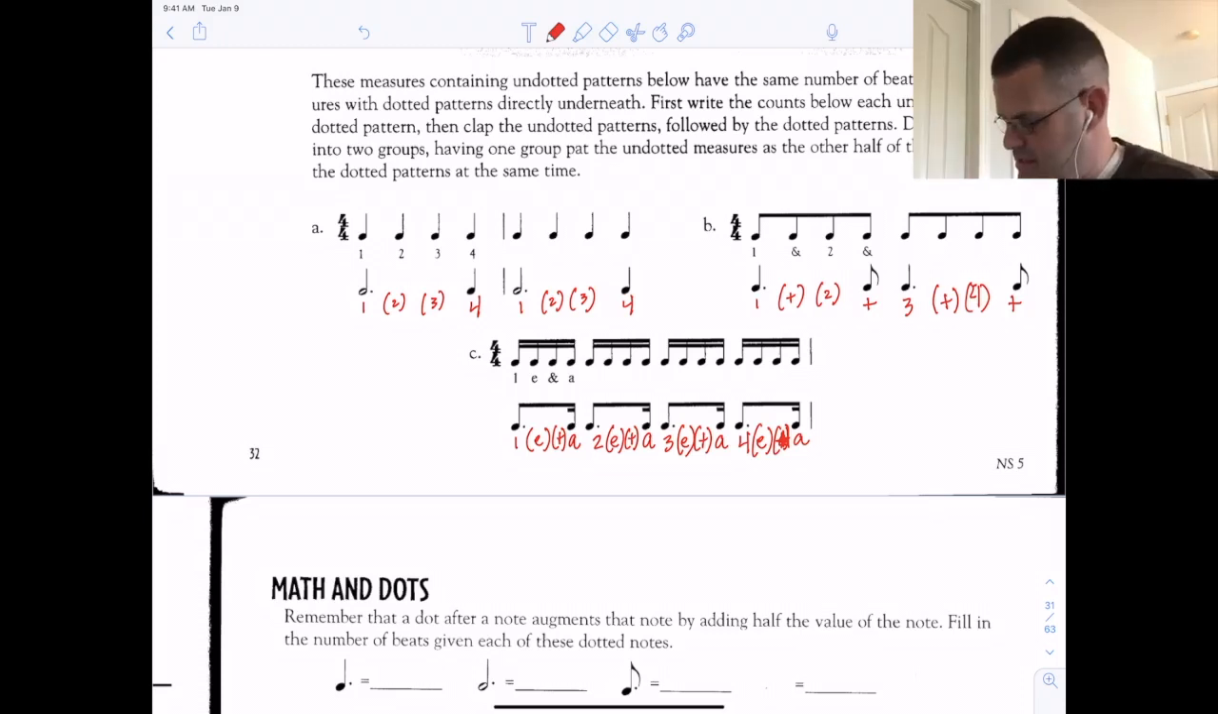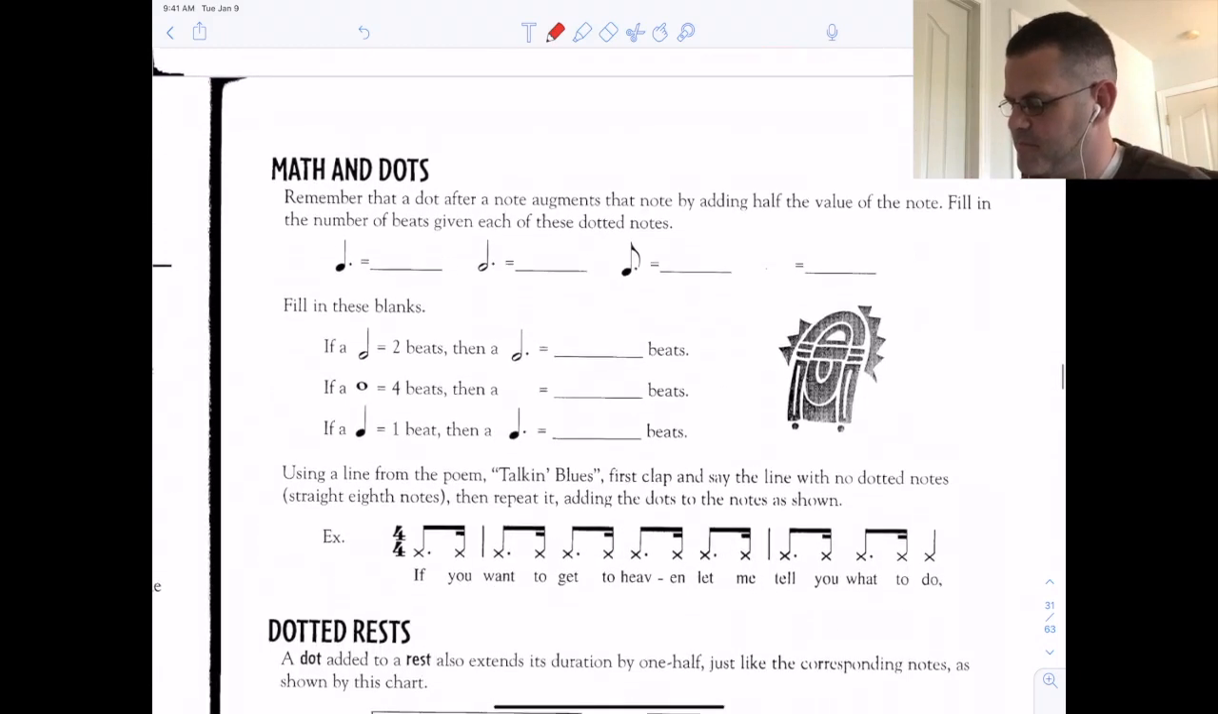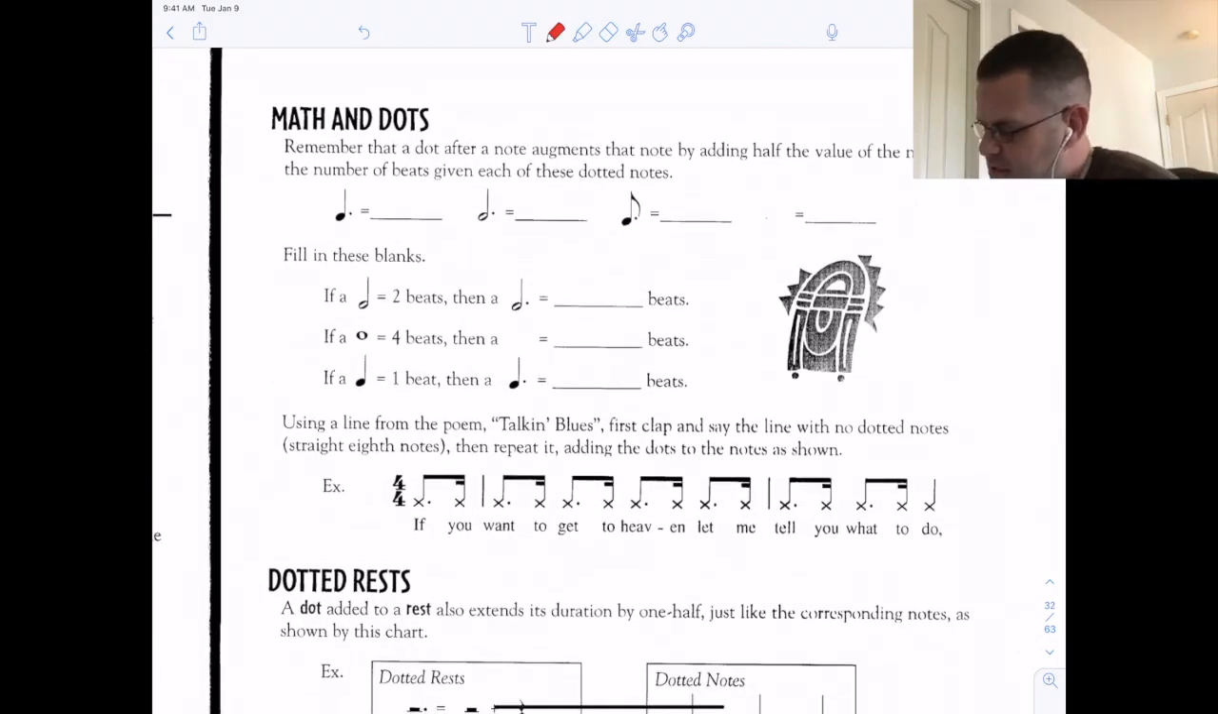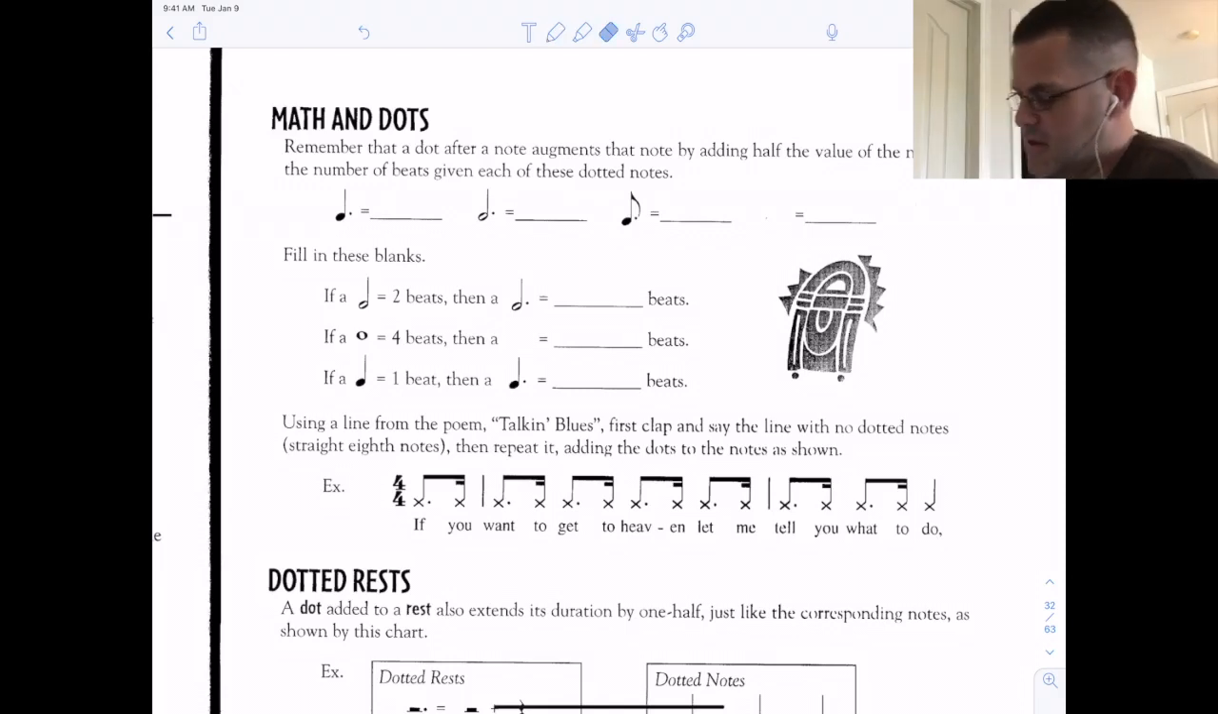Math and dots. Remember that a dot after a note augments that note by adding half the value of the note. Fill in the number of beats given each of these dotted notes. Okay, dotted quarter note is 1 plus half of that, which is a half. Dotted half note, 2 plus half of that, 2 plus 1 is 3.